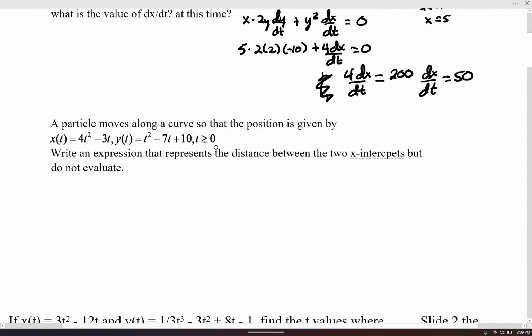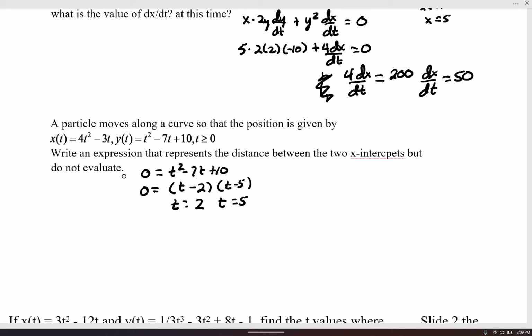A particle moves along a curve where the position is given by that, for t greater than or equal to 0. Write an expression that represents the distance between the two x-intercepts, but do not evaluate. So we're going to find the expression. We're not going to evaluate. X-intercepts, that's where y is 0, excuse me. 0 is equal to t squared minus 7t plus 10. So that's t minus 2 and t minus 5. So from t equals 2 to t equals 5.